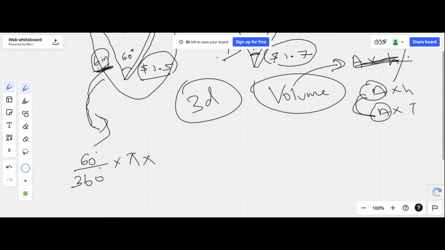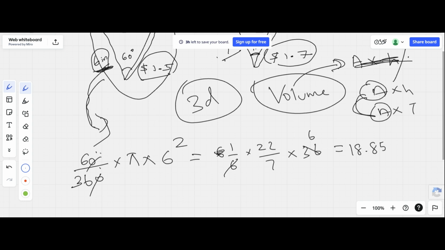What is r? r is 6 inches, so let's put 6 squared. If you calculate it, it will be 1 over 6 into pi, that is 3.14 or 22 by 7, into 36. You can cancel the 6. So if you calculate this, it will be around 18.85 square inches. Why inches? Because the radius is in inches.